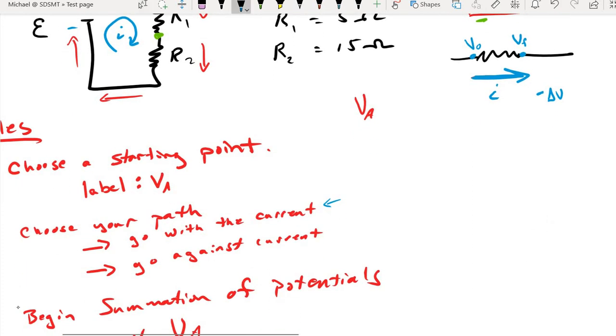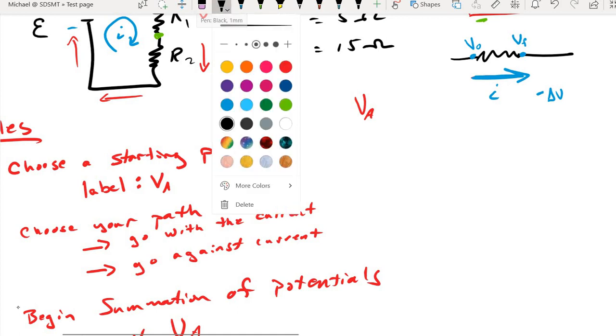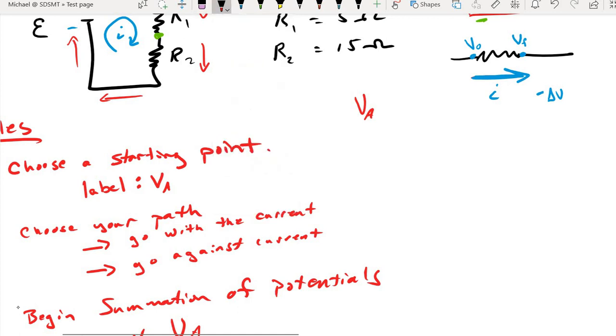And this is why I said that it was so important to know if we were traveling around the loop, going in the direction of the current or against the direction of the current. Because now we have a little side note to put in here. If we do in fact go with the current, then potential drops through resistors.